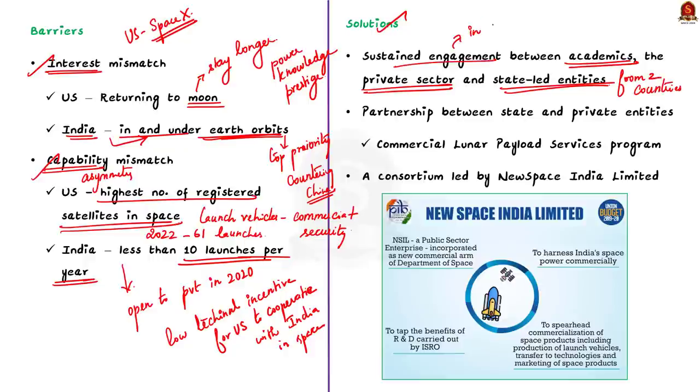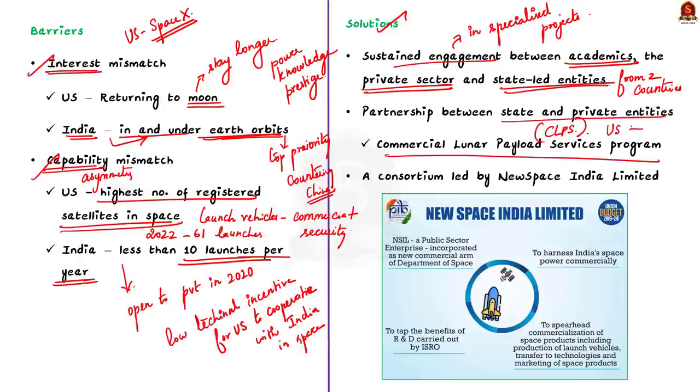Secondly, partnership between state and private entities can be one of the cooperation. For instance, we can make effective use of collaboration under NASA's Commercial Lunar Payload Services program, that is CLPS program. Under the CLPS program, NASA pays companies to deliver payloads to the moon. Now, US is looking to include Indian companies also in this initiative. So through this, India could send its astronauts to train at the American private companies. And this could help India reduce its dependence on Russia for training astronauts. And ISRO can also build its own astronaut training center. This is the second suggestion, that is partnership between state and private entities.